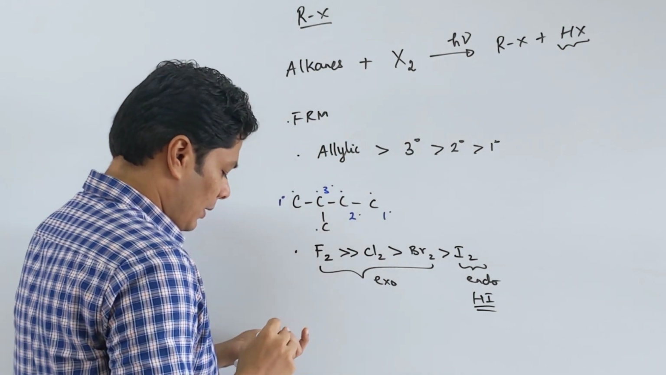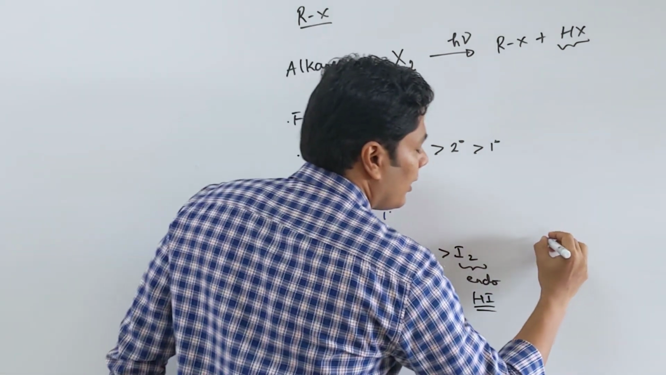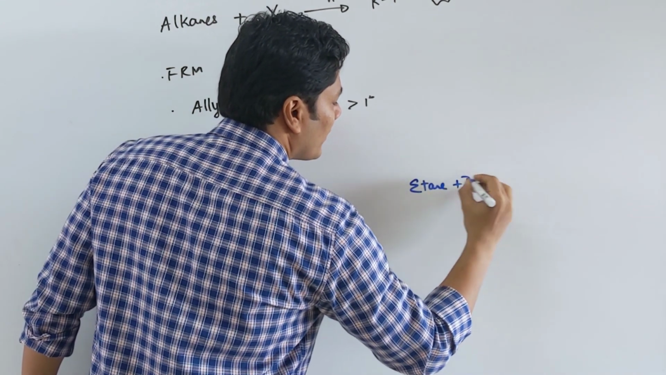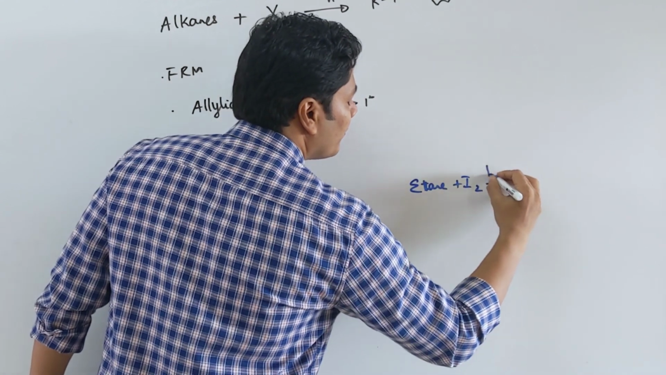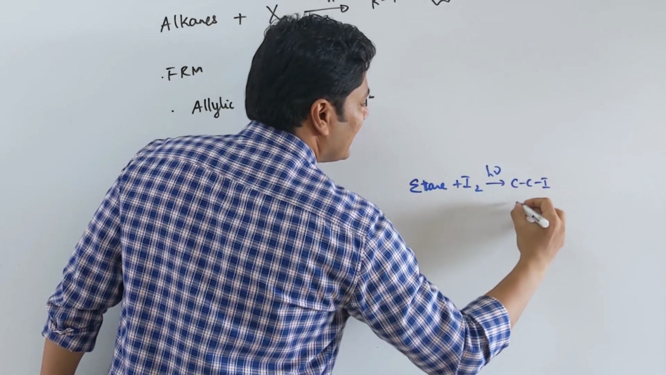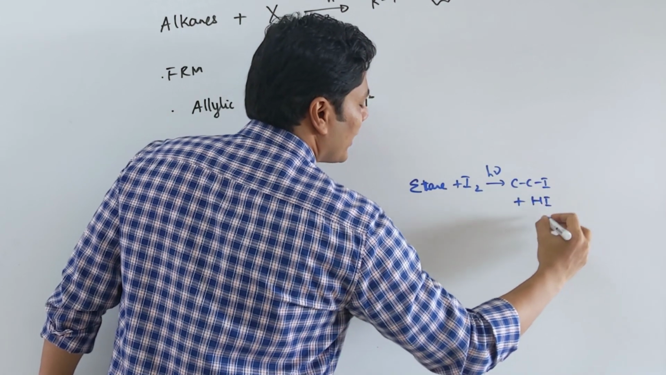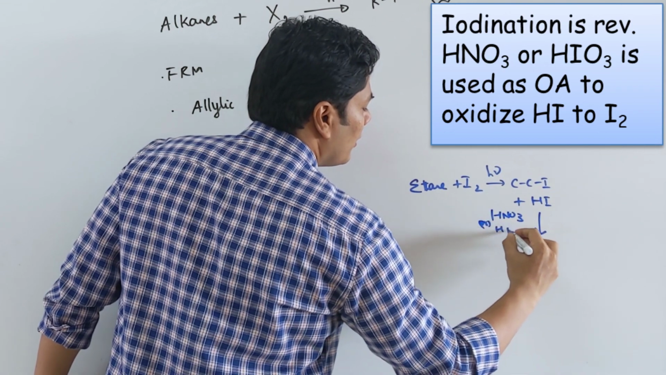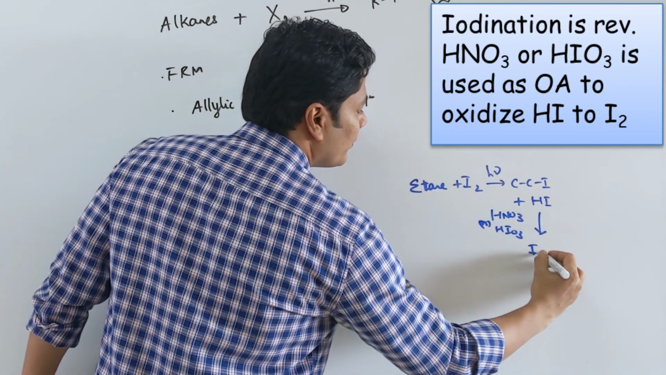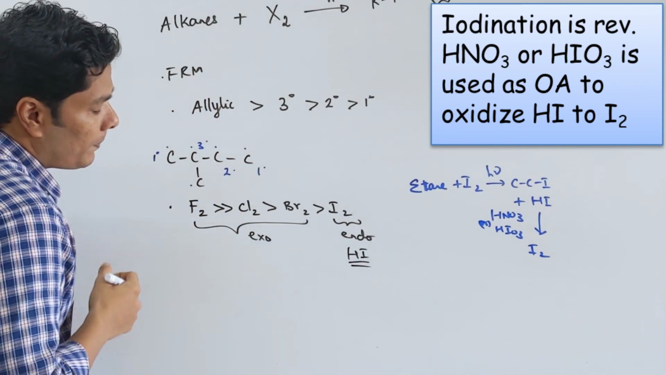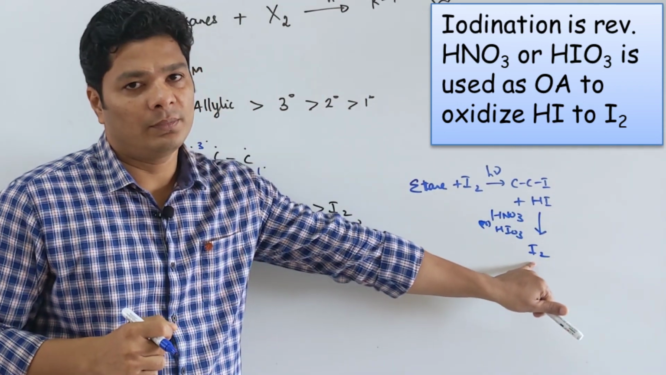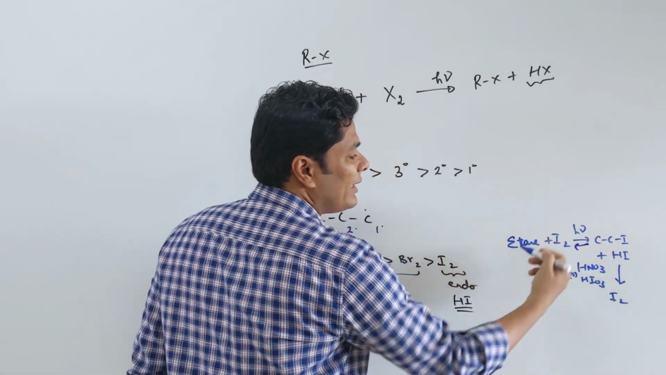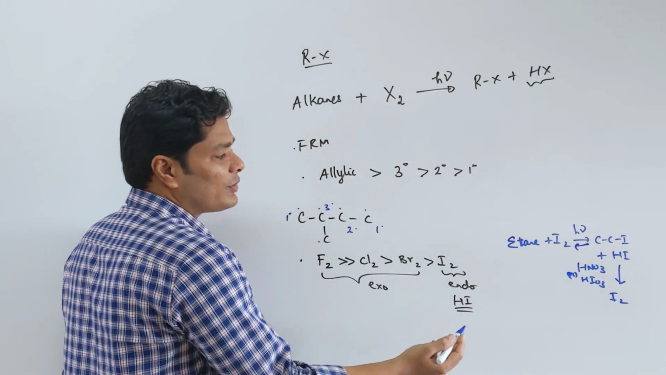For example, let's say for example, ethane plus I2. So the ethyl iodide plus HI. You treat it right away with HNO3 or HIO3, the HI gets converted to I2. So I have removed what I wanted. Now that I have removed my HI, I cannot have this reversible equilibrium going backwards. So basically we are using Le Chatelier's principle.